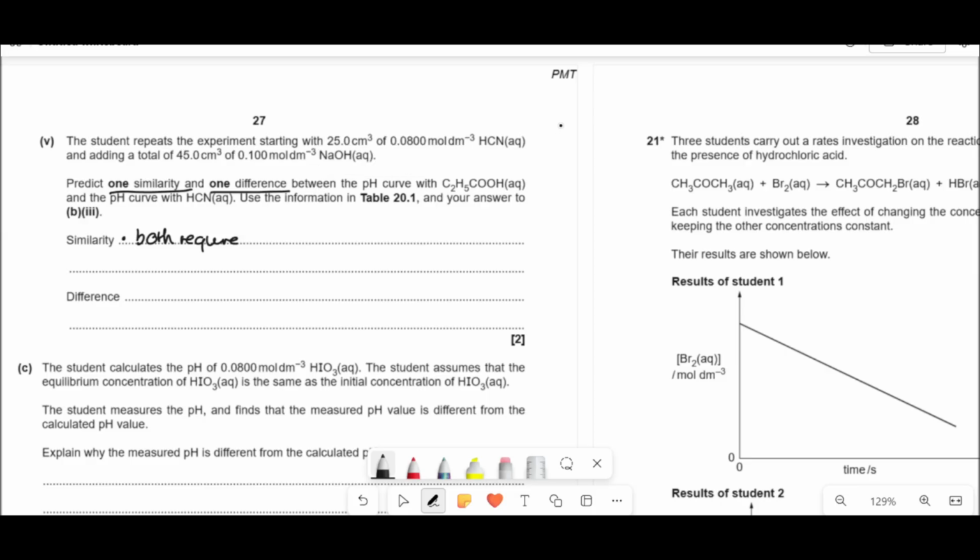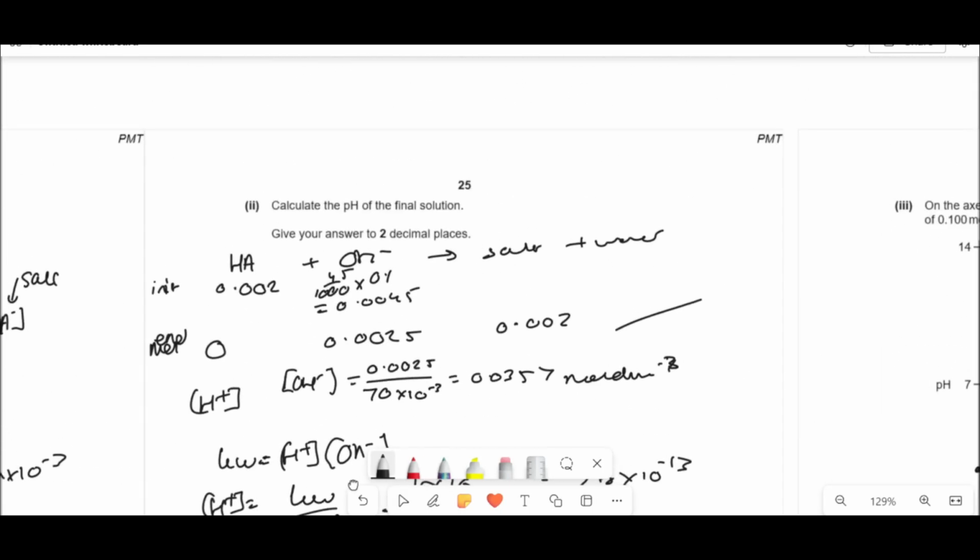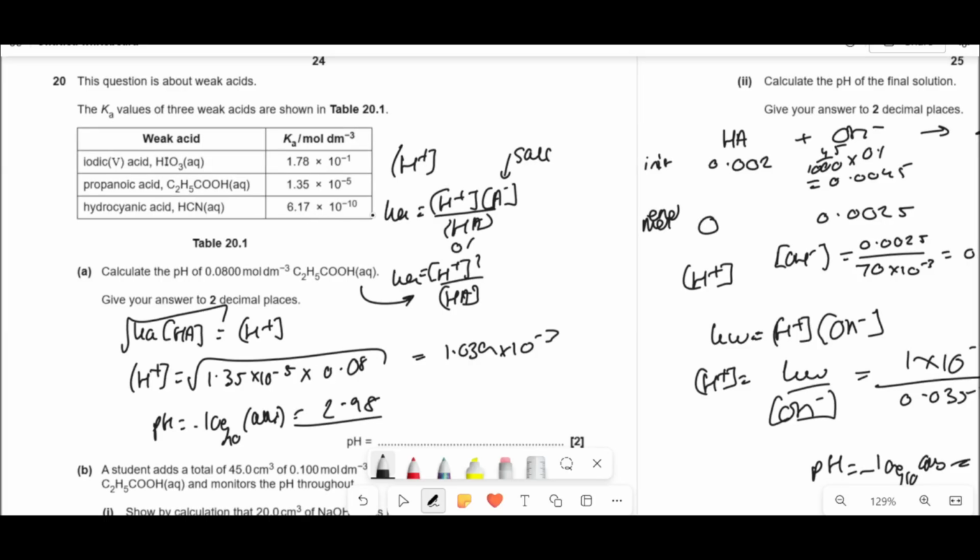We measure things like that in moles. So both require 20 centimeters cubed NaOH. But then what's the difference? The difference is going to be, well, if we look back in the question, maybe there's some clue here. It says hydrocyanic acid. Make sure you use the whole question.